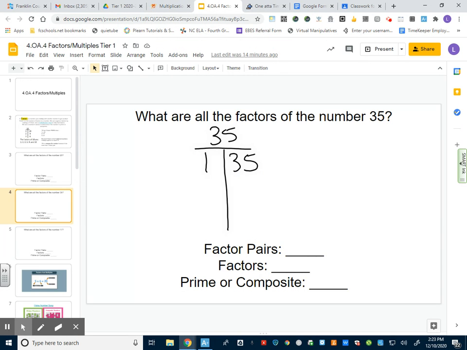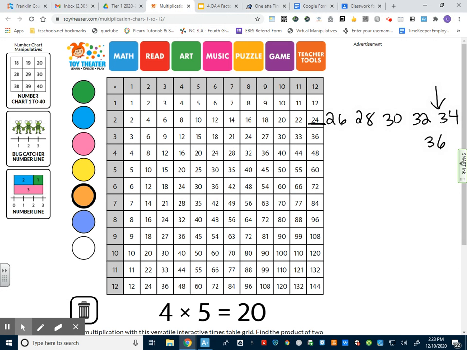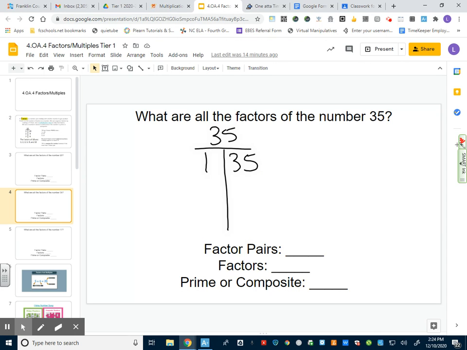So now I'm going to look at my 3's tables. Well, if I look at my 3's, 33, 36, skips over 35. Let me look at my 4's. Nope, skips over 35 again. My 5's, yes. 5 times 7 is going to be 35. 5 times 7. So automatically, I know this is a composite number.